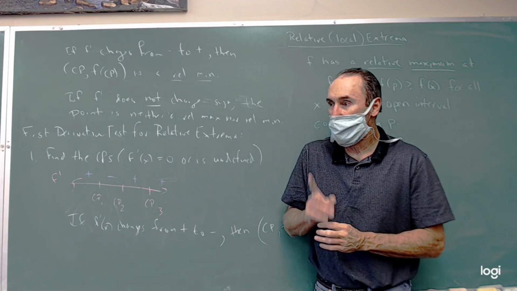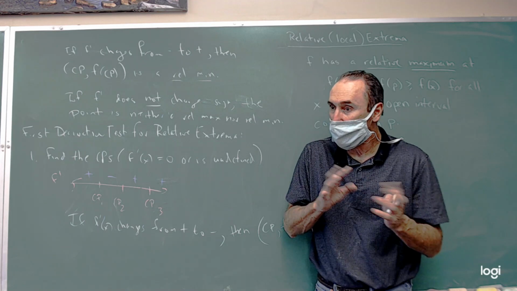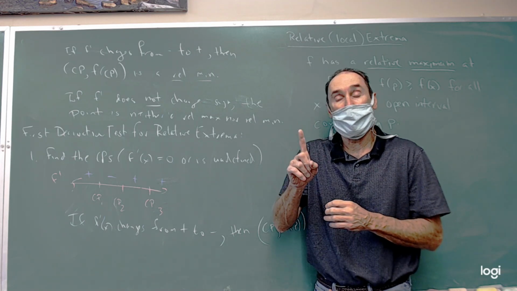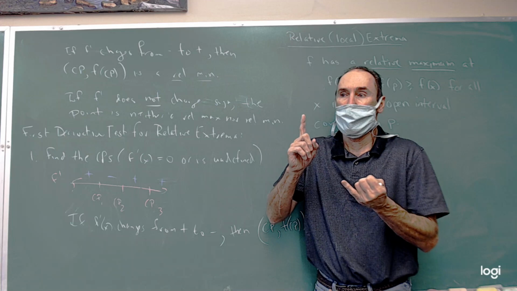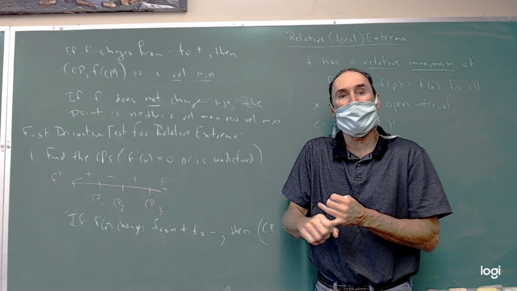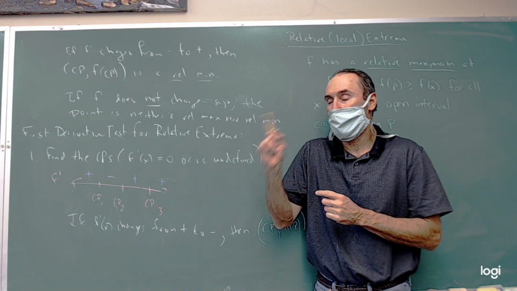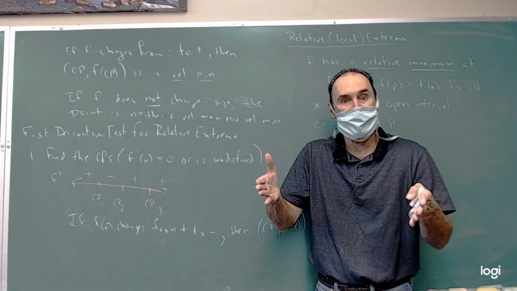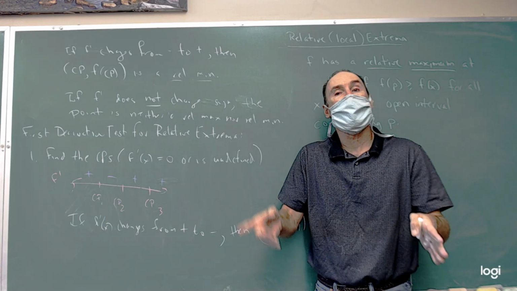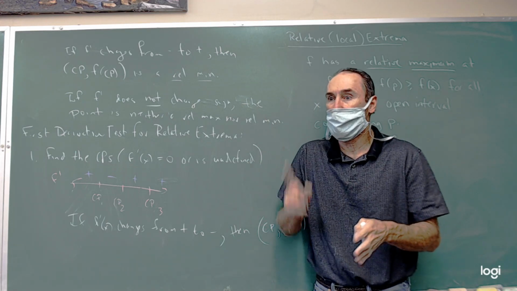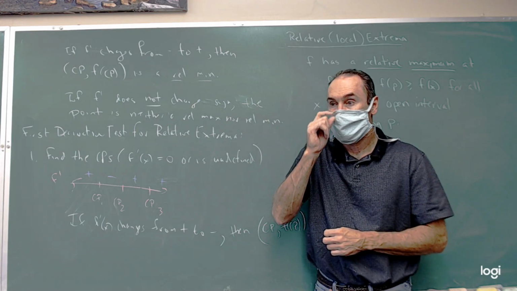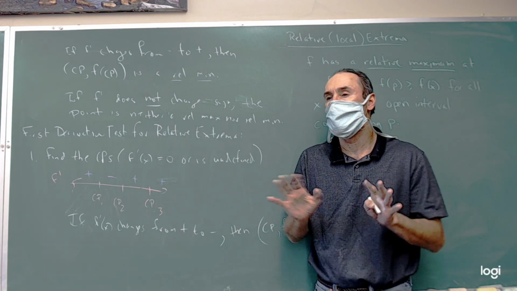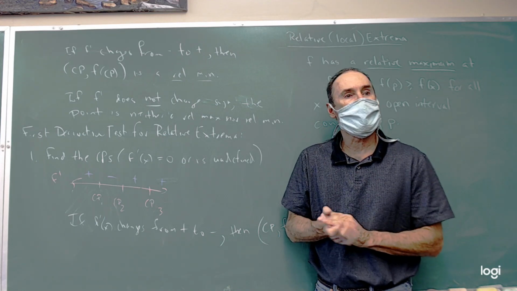Your justification must be one of two things. We'll learn the other one a little bit later. One thing is the first derivative test. You can say there's a relative maximum at that point because the derivative changes from positive to negative there. Period. That's the justification. There's a relative minimum because the derivative changed from negative to positive there. We'll get another way of doing it too, but I don't think I'm going to get to it today.